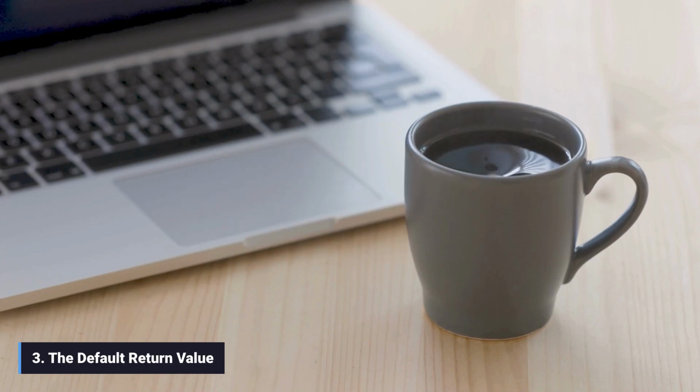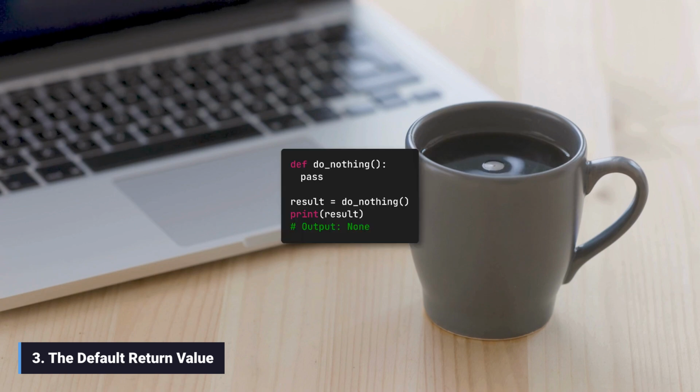Three, the default return value. What happens if a function finishes without encountering a return statement? In Python, all functions implicitly return the special value None. If you call a function that only prints and assign it to a variable, that variable will hold None.